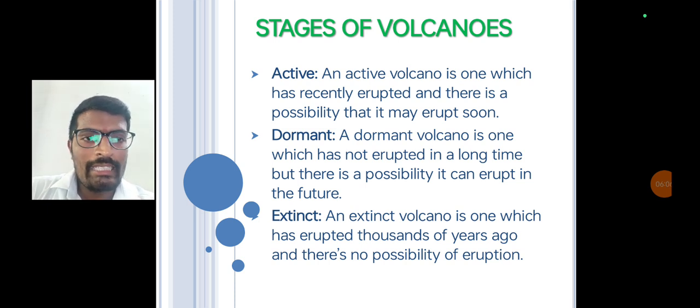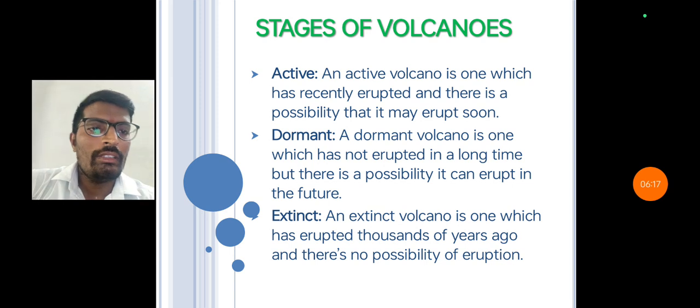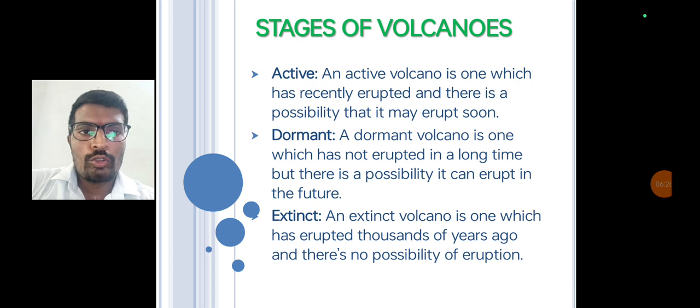Third one is extinct volcanoes. An extinct volcano is one which erupted thousands of years ago, and there is no possibility of eruption. It means that in the present and future there is no scope for the eruption of the volcano. That is called an extinct volcano. These are the different stages of volcanoes.